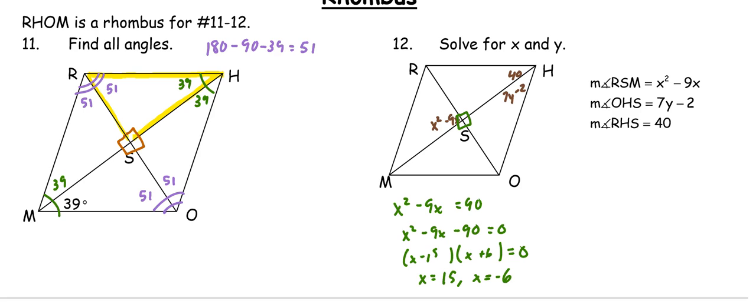To solve for y, remember that the diagonal is bisecting the angles. So we would have 7y minus 2 is equal to 40. So 7y is equal to 42, and when we divide, y is 6.